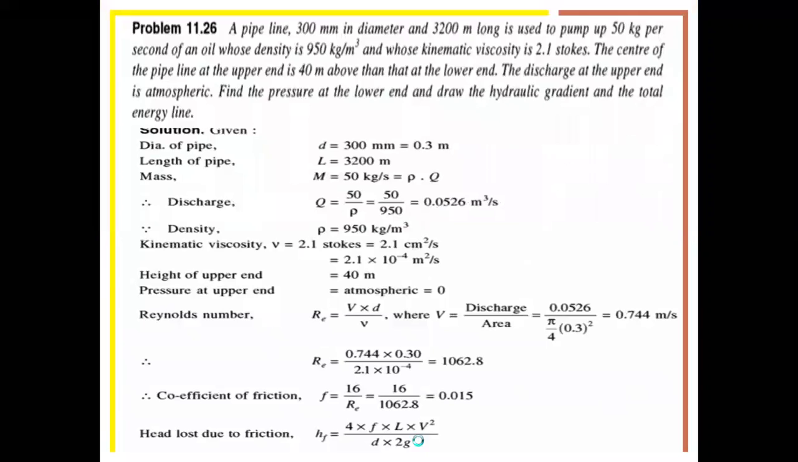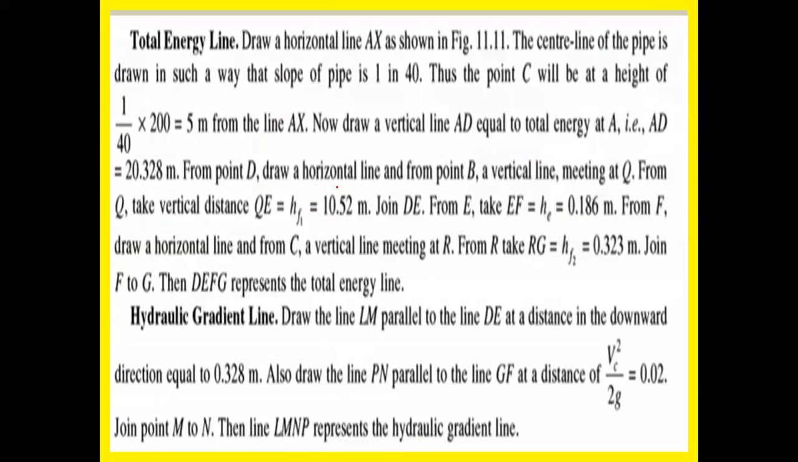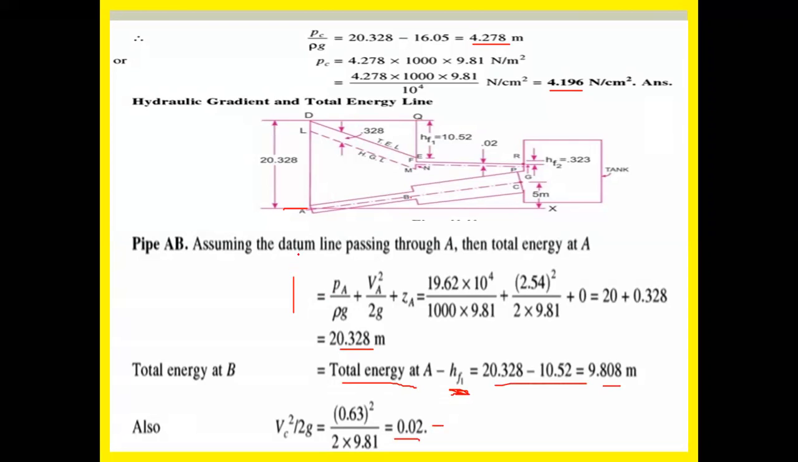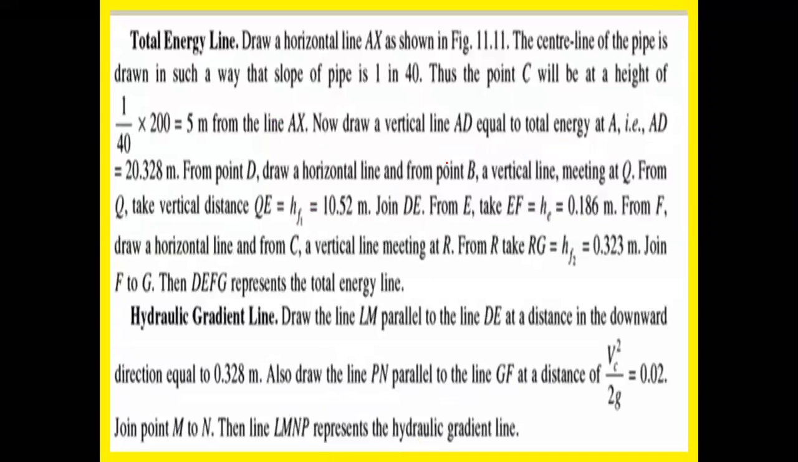So based on that, by showing the figure, the slope, that's the point C height. So based upon the values what you have got, మీరు ఇక్కడ నుంచి స్టార్ట్ చేసేసి you can take the value, draw the horizontal line AX as shown. The central line of the pipe is drawn such a way that slope is 1 by 40. Thus a point C will be the height from the AX.